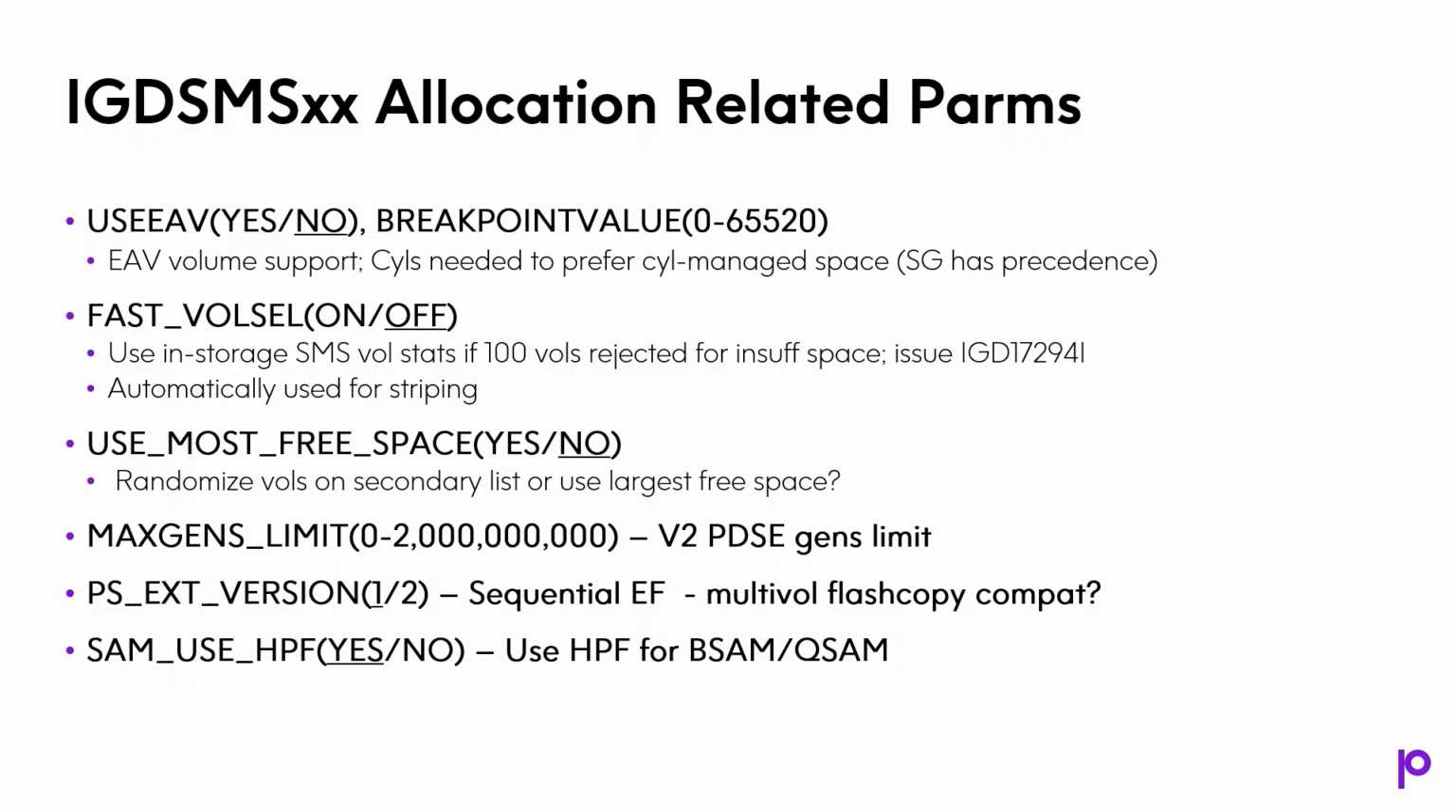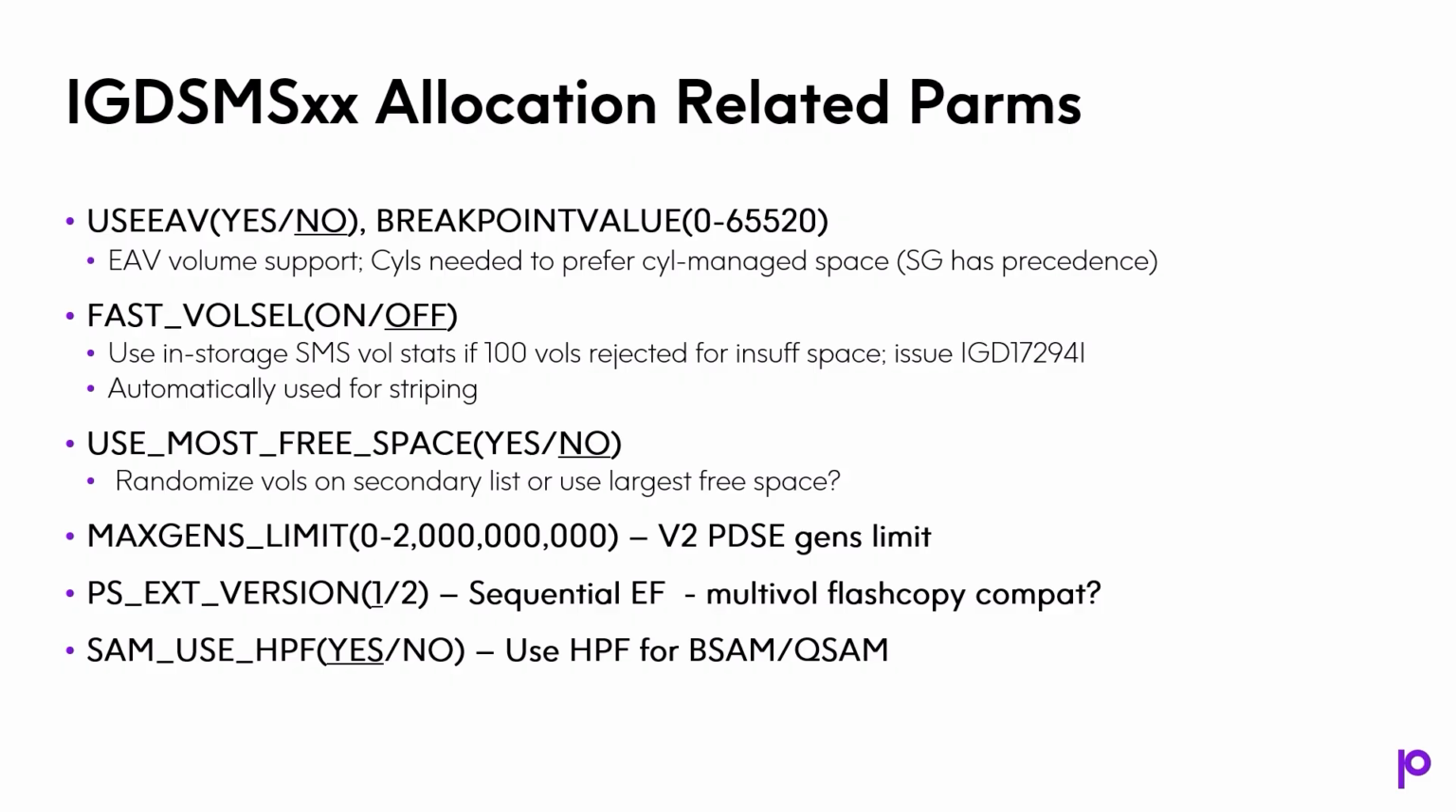Another default you should probably consider changing is PSEXT version. The default is 1. When I'm creating a sequential extended format dataset, I have two flavors I can create. I can create version 1 or version 2. Version 1 is the older form of sequential extended format datasets, and we can get into problems with flash copy of multi-volume datasets if some of them are on version 1 sequential extended format and some of the volumes are on version 2. Basically, you can't do a multi-volume flash copy.